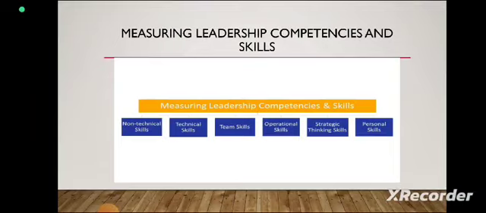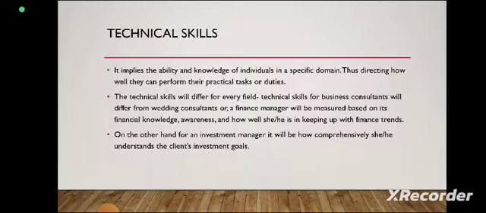So what are the competencies and skills required by the leader? She should possess non-technical skills, technical skills, team skills, operational skills, strategic thinking skills, and personal skills. Technical skills imply the ability and knowledge of an individual in a specific domain.